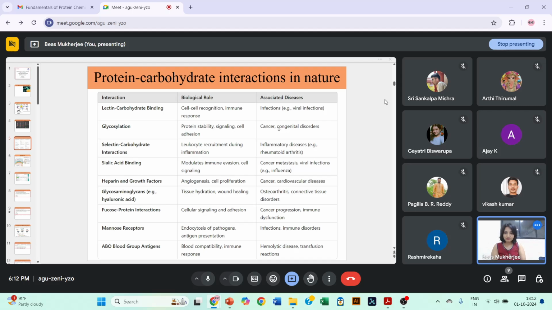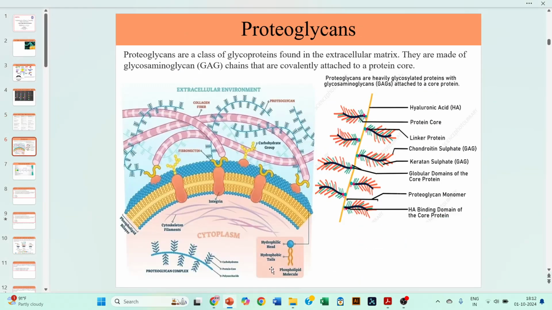And then heparin and growth factors, this is important for blood coagulation. Lastly, we have ABO blood group antigens. This is important once again for blood compatibility and immune response. Okay, so we'll move on and we'll talk about proteoglycans.